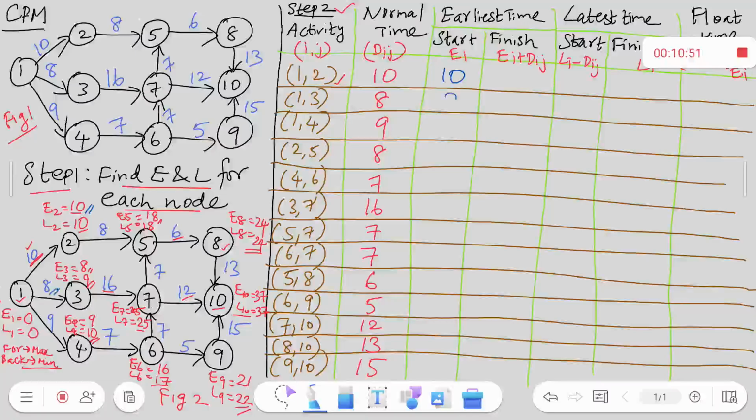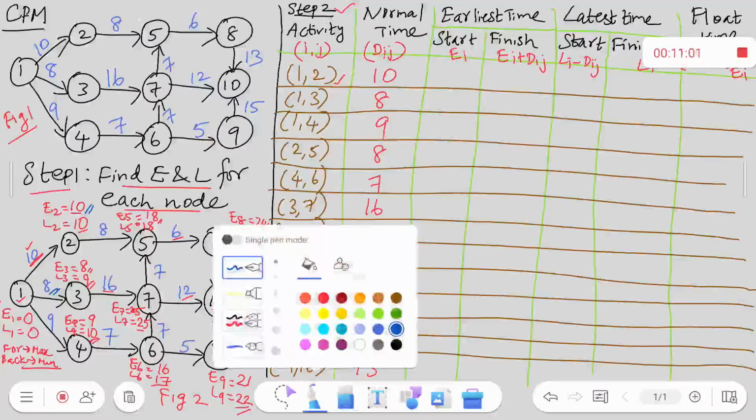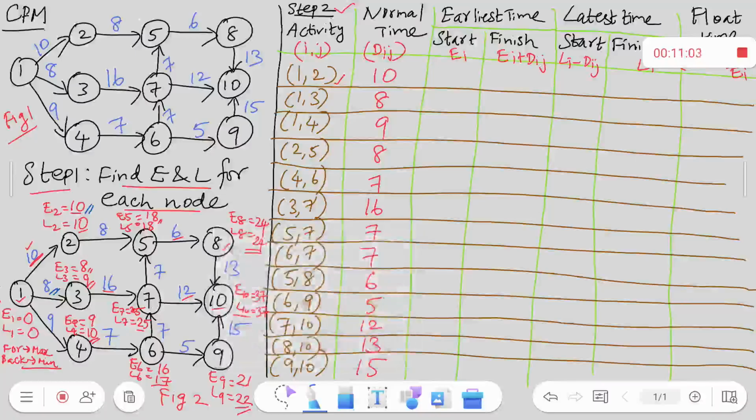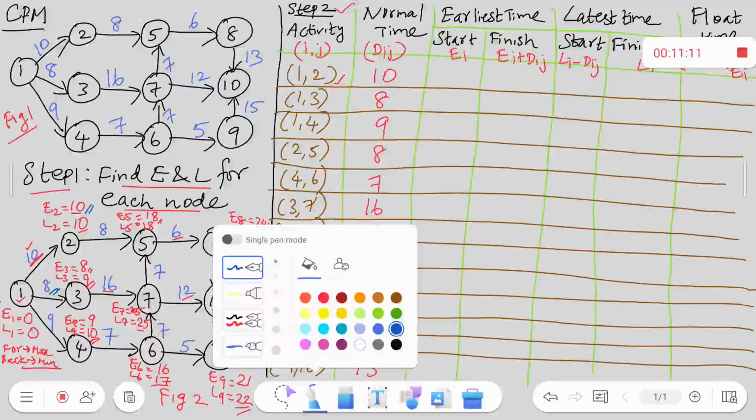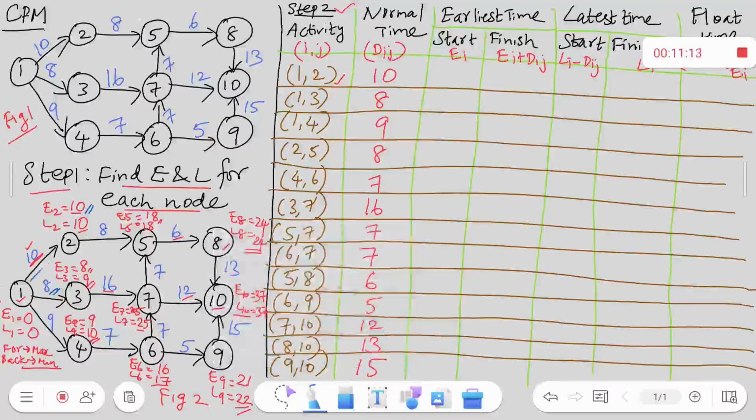So it is the earliest start time: 1 to 2, 1 to 3, 1 to 4. For all the nodes, my E1 is 0. So it is 0 here: 1 to 2, 1 to 3, 1 to 4 is 0.